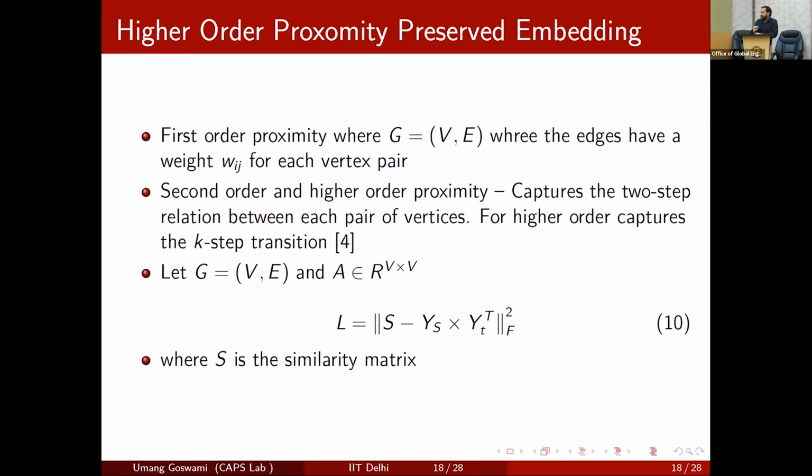Another technique is known as higher order proximity preserved embedding, or HOPE. As of now we are only talking about the immediate neighborhoods. We are saying, let's say, A is connected to B and B is connected to C. The HOPE algorithm also takes into consideration the far away or distant neighborhood. This is the loss function which is represented by equation 10, and this is how we find it. So these were some of the algorithms.